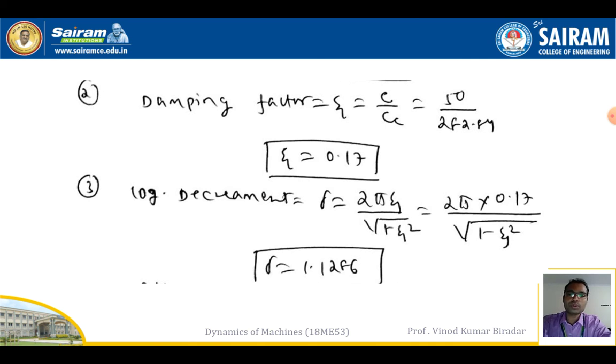Now the third one is the logarithmic decrement. The logarithmic decrement formula is delta is equal to 2 pi zeta divided by square root of 1 minus zeta square. We know the zeta value already calculated above, that is 0.17. Just substitute in that, and after simplifying you are going to get delta is equal to 1.1286. That is about the logarithmic decrement.